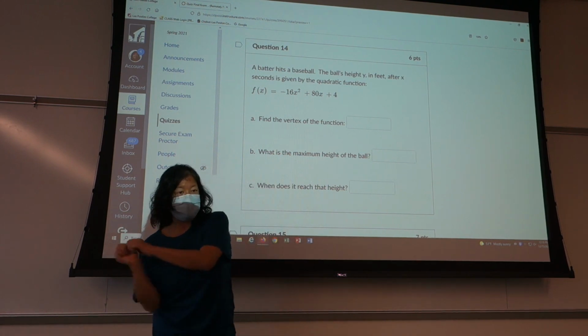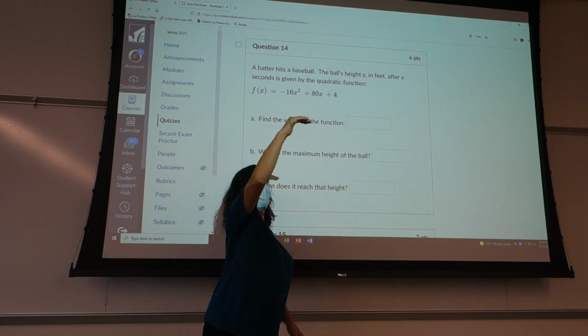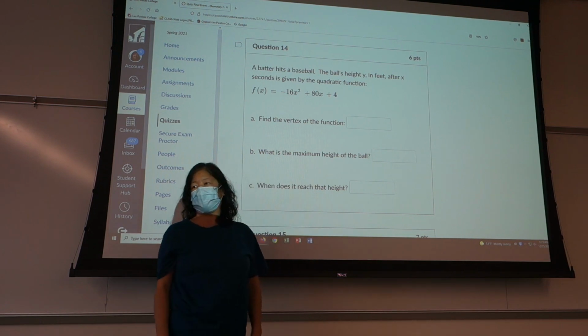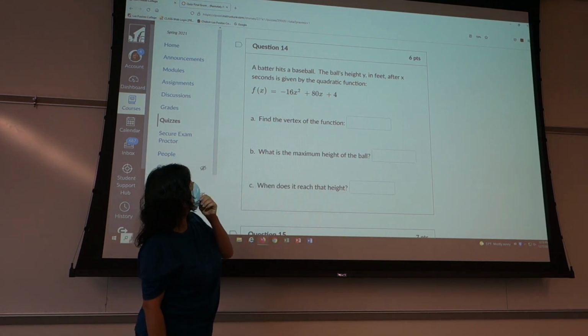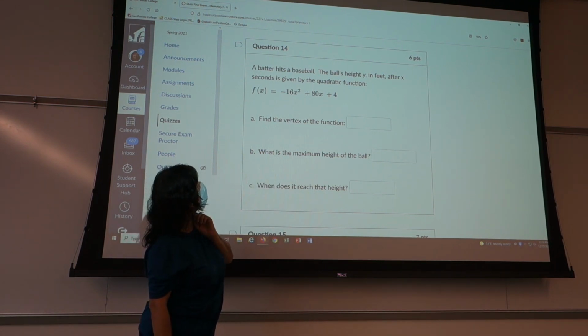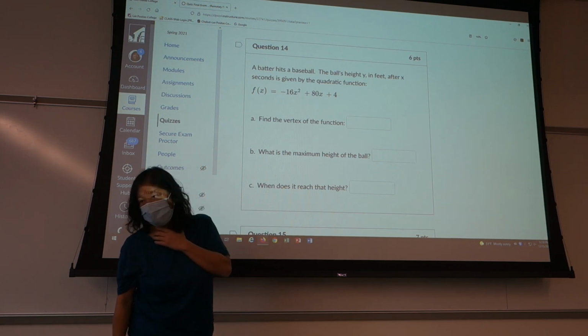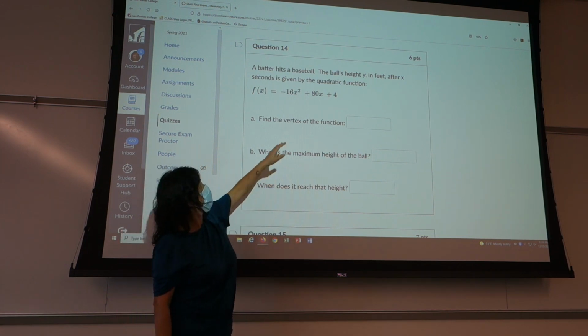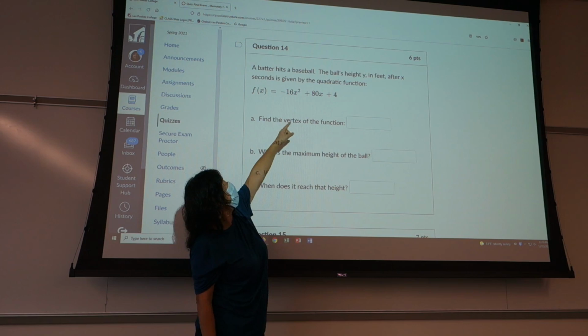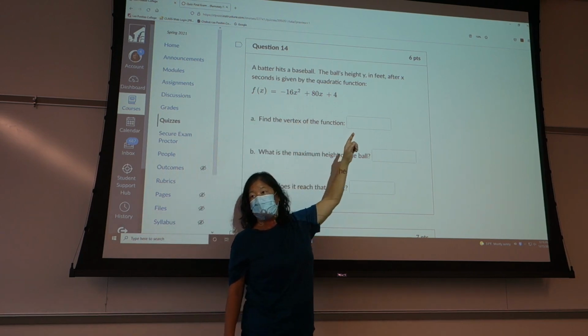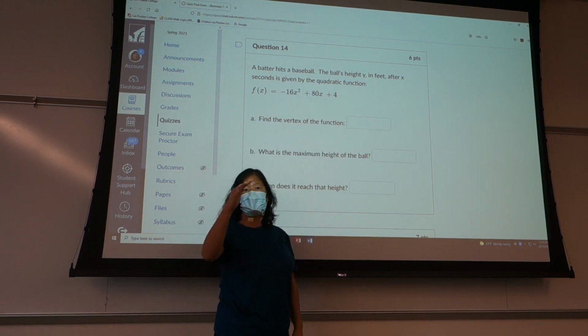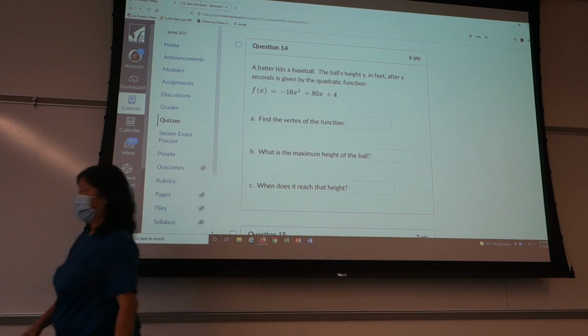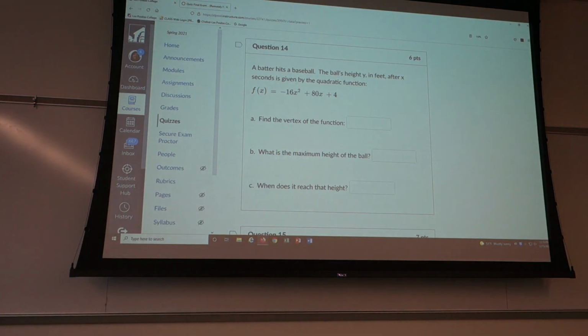He fouls it off, and it goes like that. So that's seconds, 2.5 seconds. When x is 2.5, y is 104 feet. That's its maximum. Oh, okay. I think I got it now.